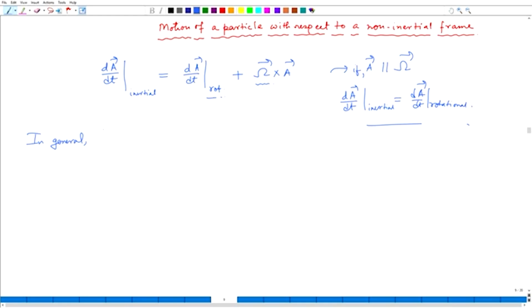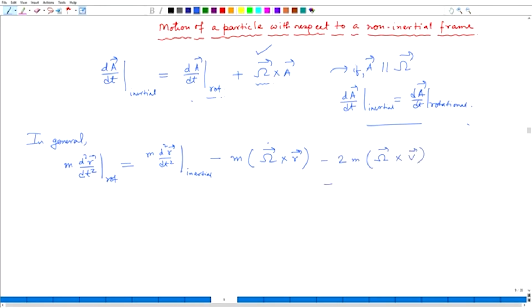But in general we can write Newton's laws for a non-inertial rotating frame of reference moving with an angular velocity omega, which need not be constant, as m d2r/dt2 rotational equals m d2r/dt2 inertial minus m omega dot cross r, minus 2 m omega cross v, minus m omega cross (omega cross r). Now, we have said that this is known as the Euler force, this is known as the Coriolis force, and this is known as the centrifugal force.